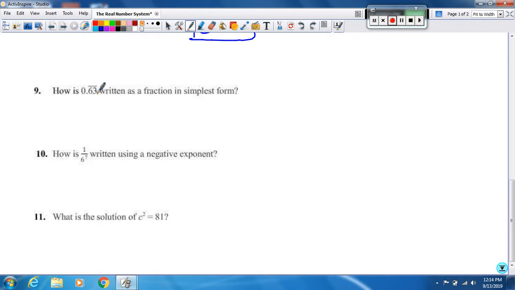Okay, 0.63 repeating written as a fraction in simplest form. So what you do is you write down everything that's after the decimal and make that a fraction with a 1 on the bottom. Now, because you have 2 numbers repeating, you're going to put 2 zeros. Okay, but the repeating bar takes 1 away from the denominator. So that is 63 over 99, and then you have to simplify if possible.